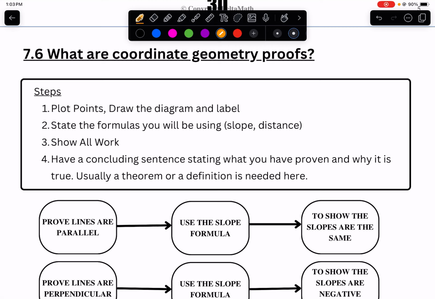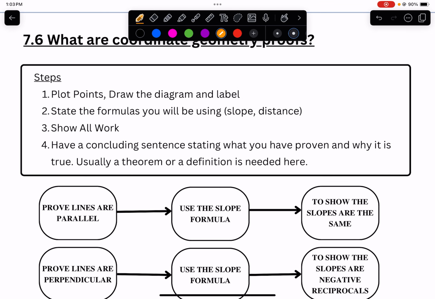So in this lesson, we start to go through a different type of proof with coordinate geometry. Some basic steps to follow. Always plot your points first, draw the diagram, label anything that they give you. State the formulas you will be using. So actually write out the formula. So the slope formula is m equals y2 minus y1 over x2 minus x1. Write it down just like this before you start putting numbers in it.